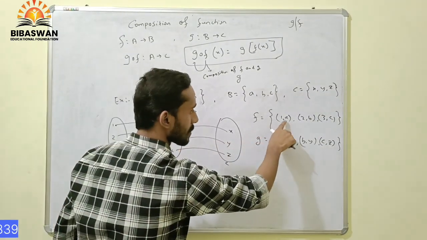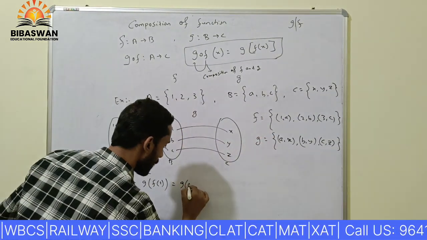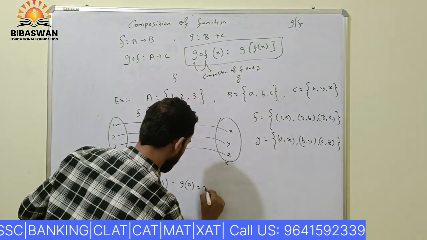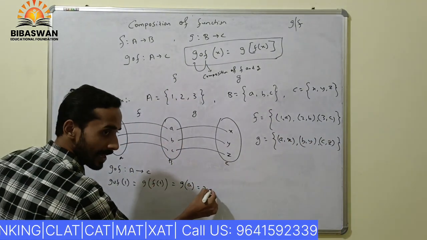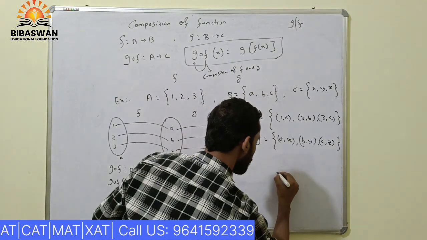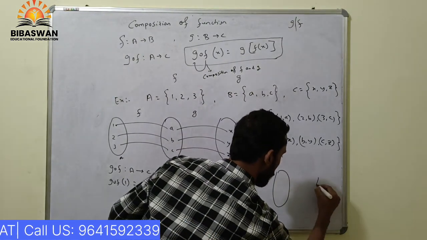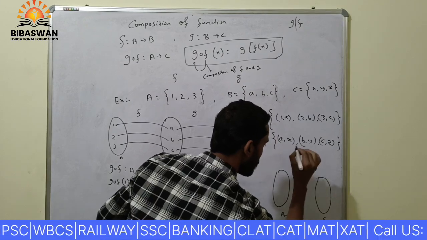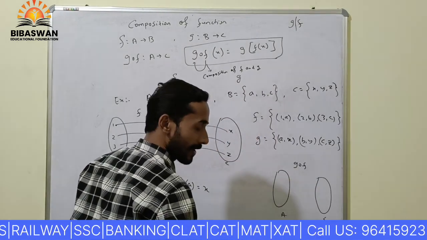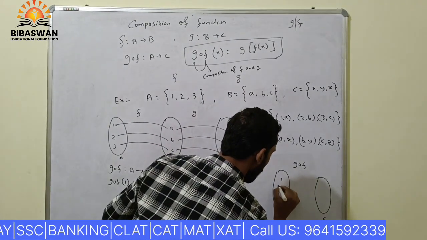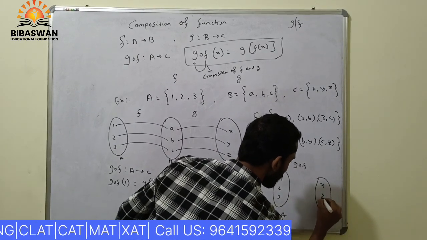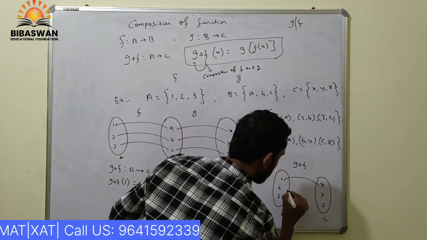What is F of 1? A. So G of A, and G of A is equal to X. Means 1 is connected with X. Under which function? The G of F function, which is the composition of F and G. This is 1, 2, 3 and X, Y, Z. This is correct.